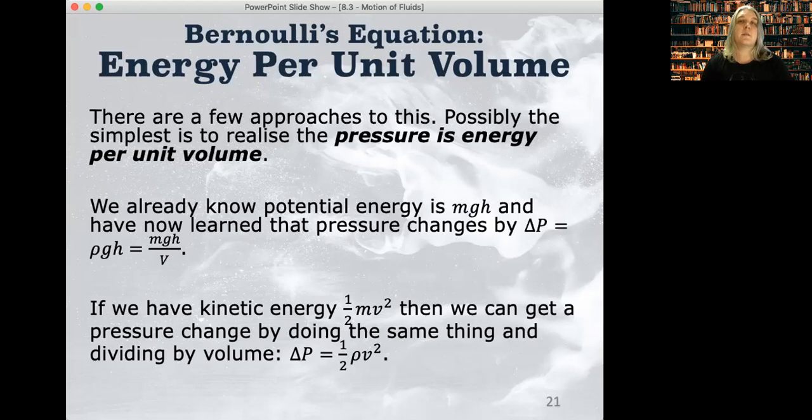So we can do the exact same thing with our velocity. We can take our kinetic energy, which is the energy that's tied up in that velocity, in that motion of the particles, and convert that into a pressure in the same way, into an energy density. So we get a half mv squared, we divide it by our volume, and the mass becomes a density. We get a half times density times velocity squared. So that is how much the pressure changes as we go from our wide, slow part of the pipe to our narrow, fast part. That change in velocity will give us the change in pressure through this relationship.